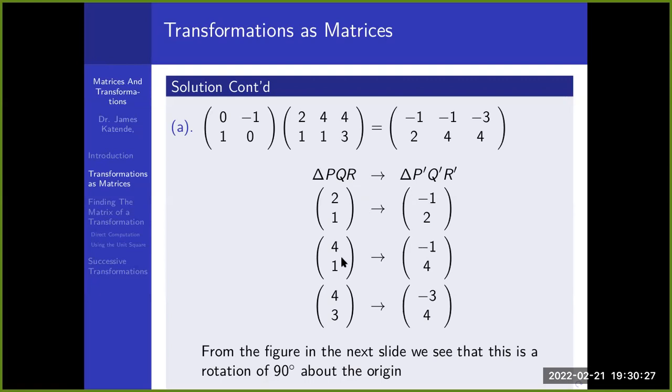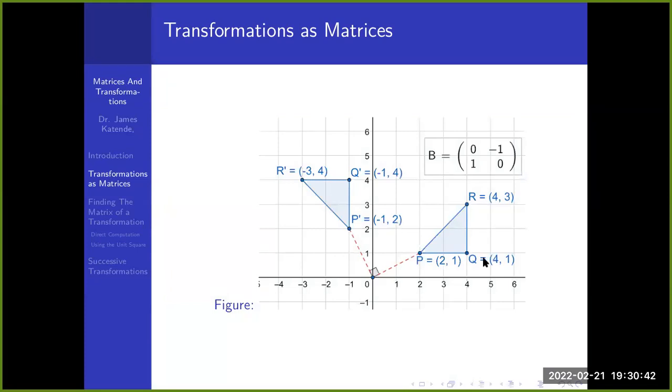So this illustrates the assignment. 2, 1 is assigned to -1, 2. 4, 1 is assigned to -1, 4, and so on. So if we plot the original triangle and the image, we observe that this is actually a 90-degree rotation. If you draw a line from the origin to P, and the origin to its image, the angle is 90 degrees. So it's a 90-degree rotation about the origin.